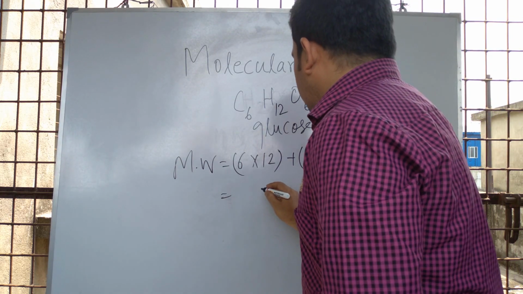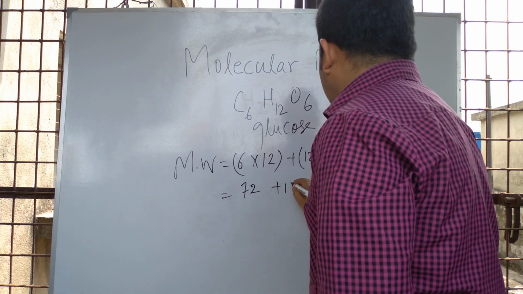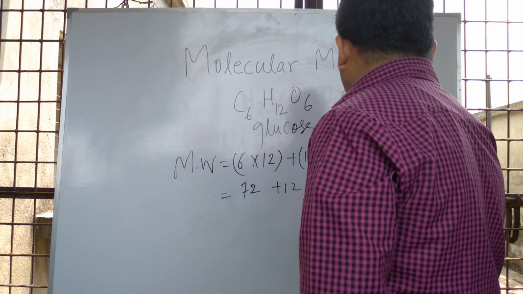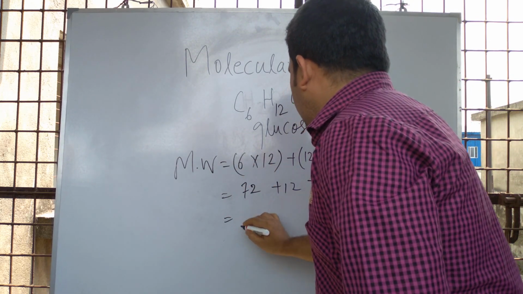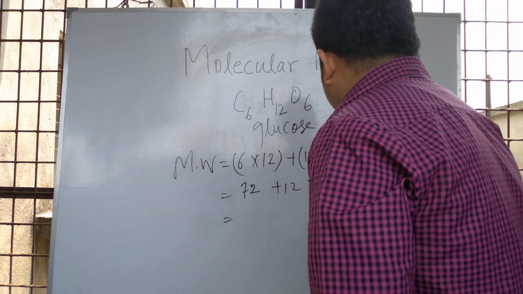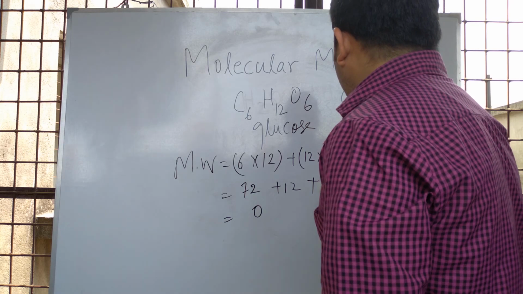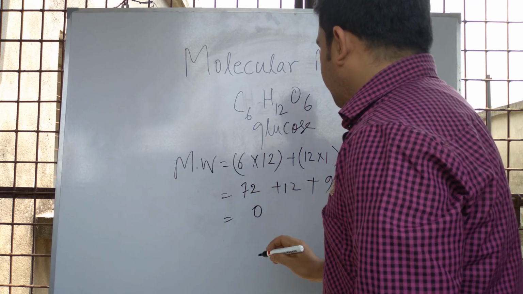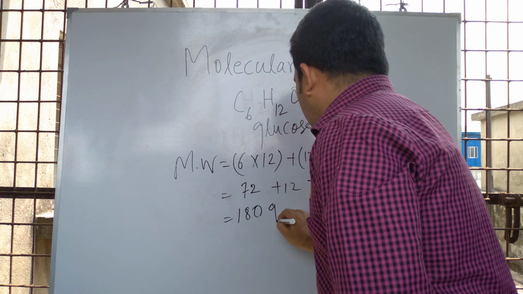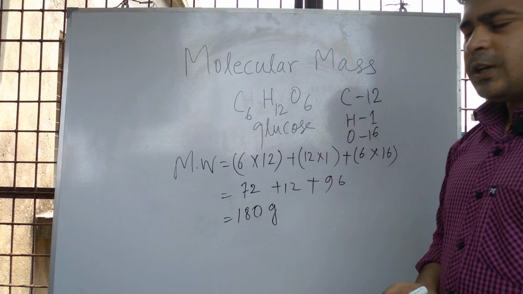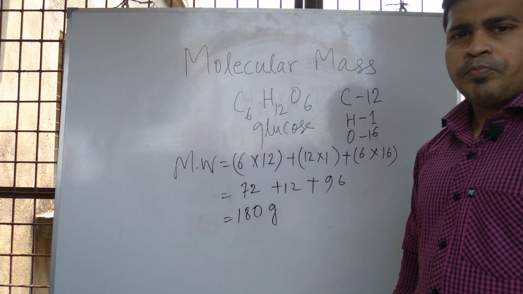So now 72 plus 12 plus 96, so we make a total, and the total is now 6, 7, 8, 9, 10. Carry 1, 10 plus 7, 17, and 1, 18. 180 gram. 180 gram is the molecular weight of glucose.